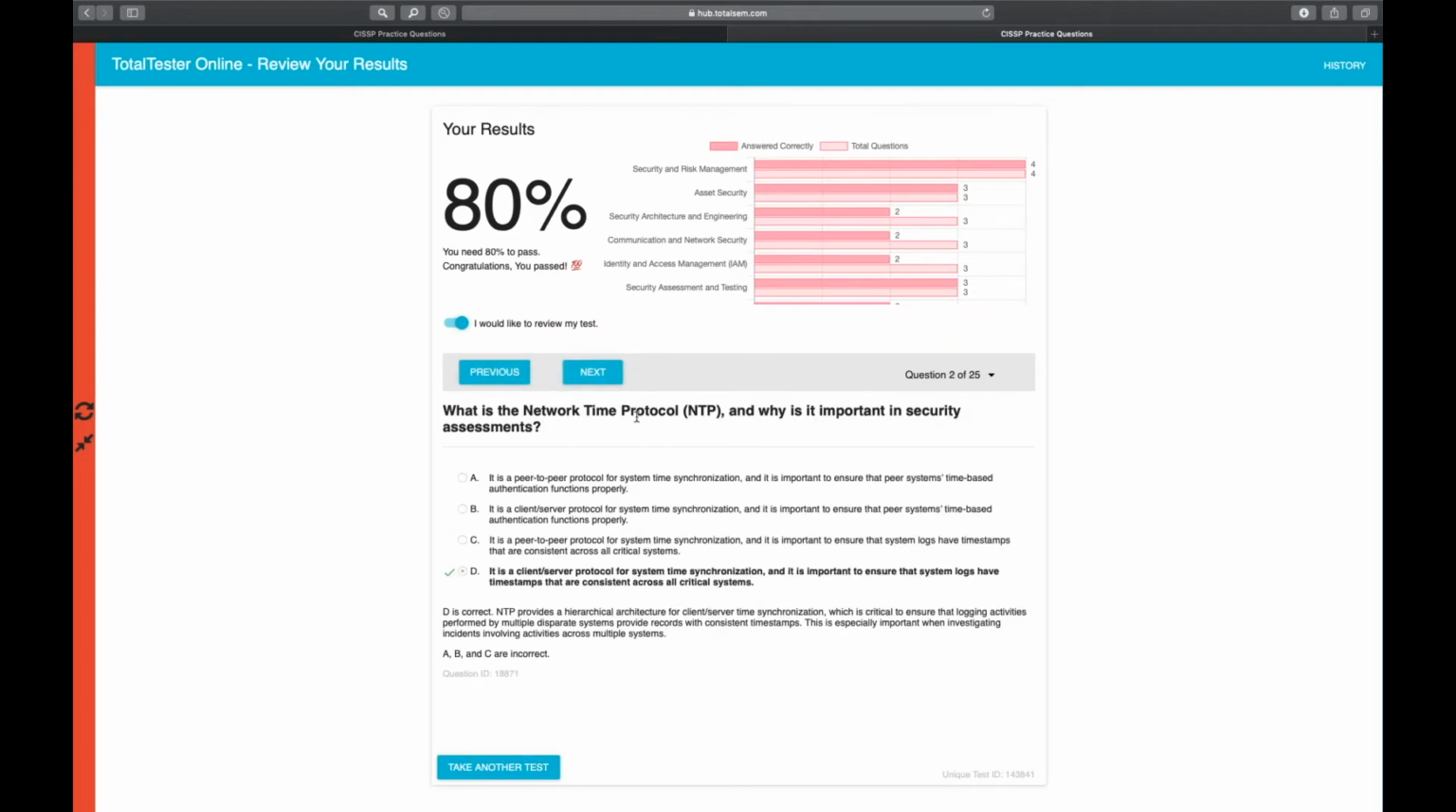NTP. We agree that NTP provides a hierarchical architecture for client-server time synchronization, which is critical to ensure that logging or audit logging activities performed on multiple disparate systems provide records with consistent timestamps.